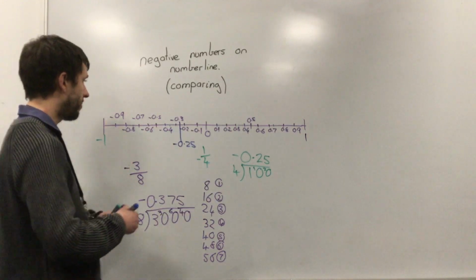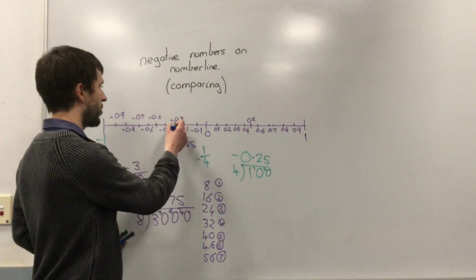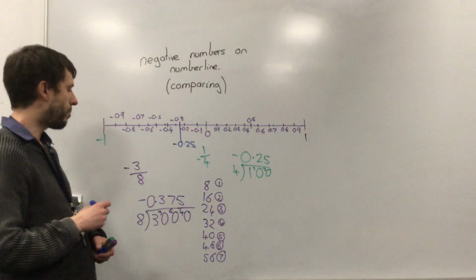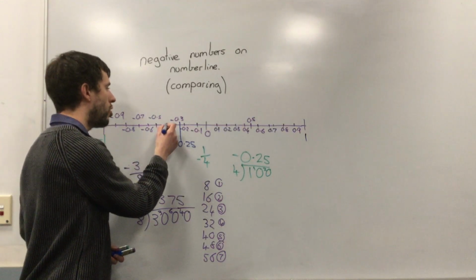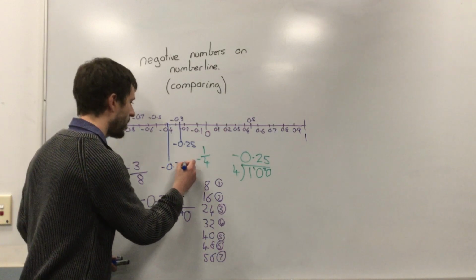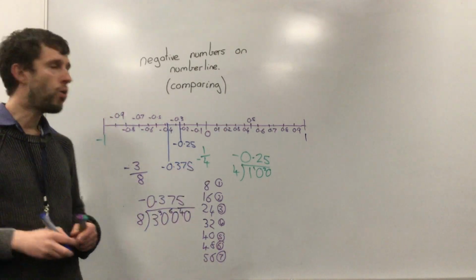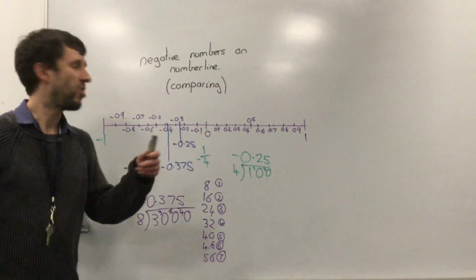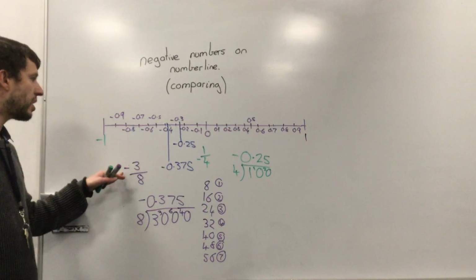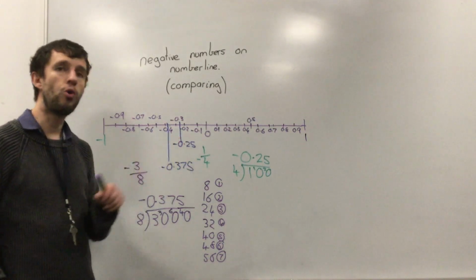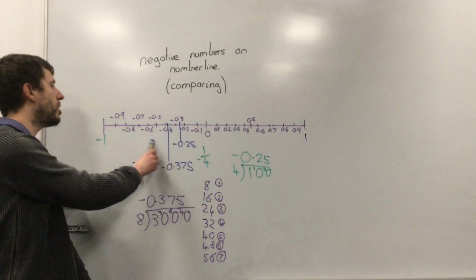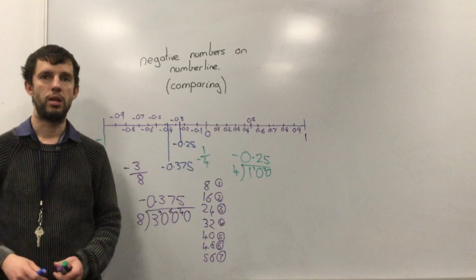So I can then go 0.375. It's getting close to 0.4. It's not negative 0.4, not quite there. So this is negative 0.375. So straight away on my number line, because this is over here, the negative 3 over 8 is smaller than negative 0.25. Because the bigger the negative, the smaller the number.